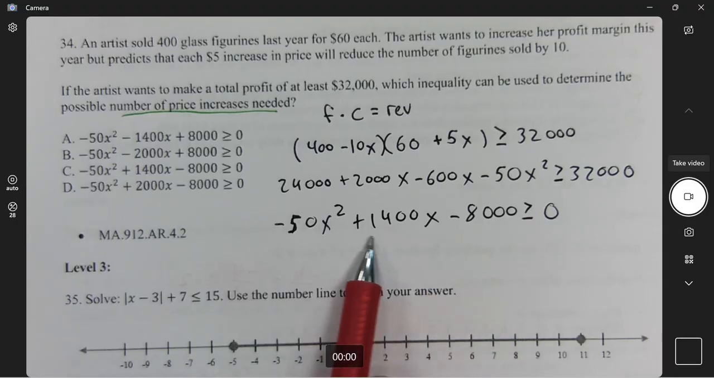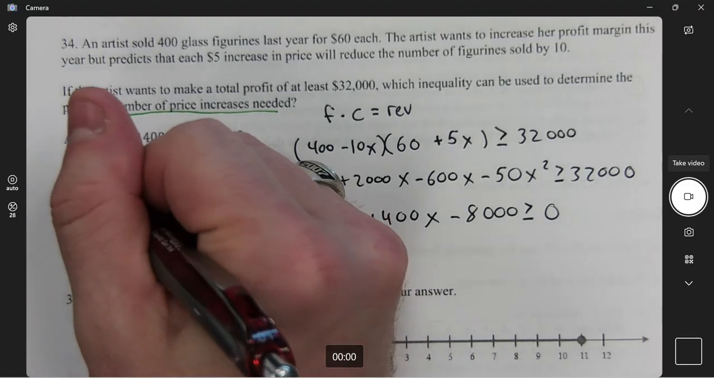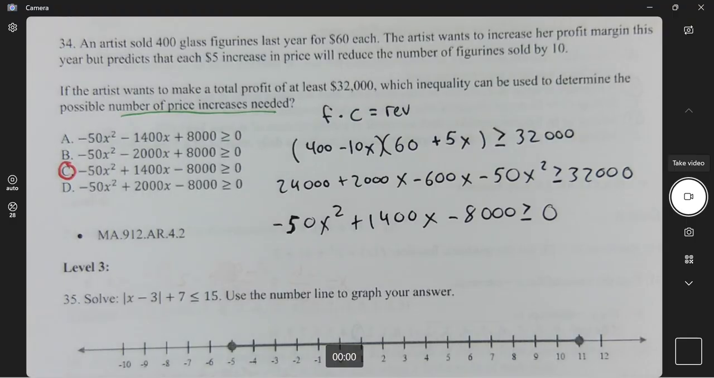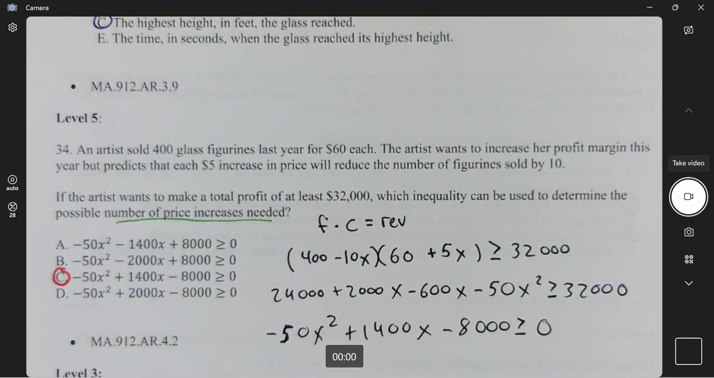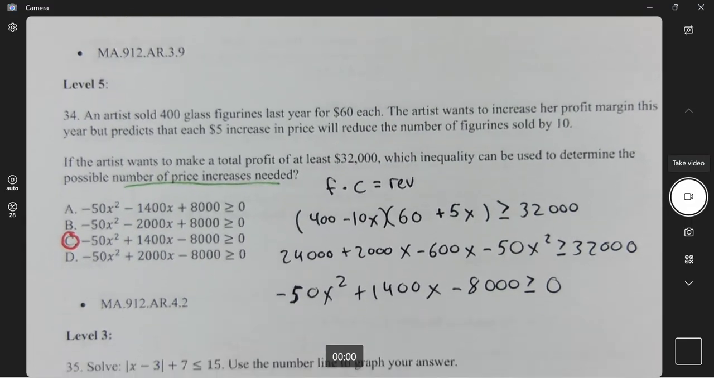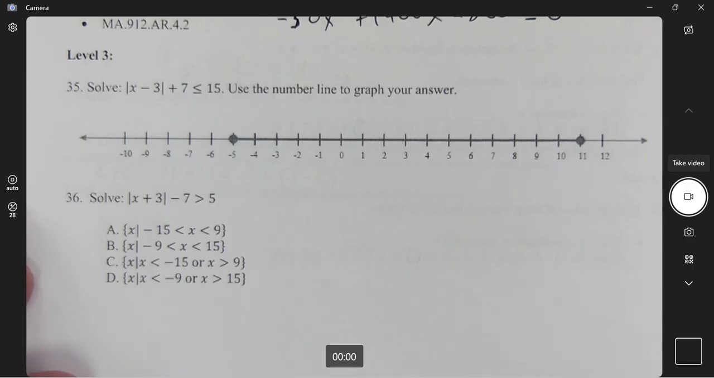So which answer is that? It is C. Desmos will not save you for that one. That's a tough question, but it is a level 5. You know, it happens. You know what Desmos will do for you?